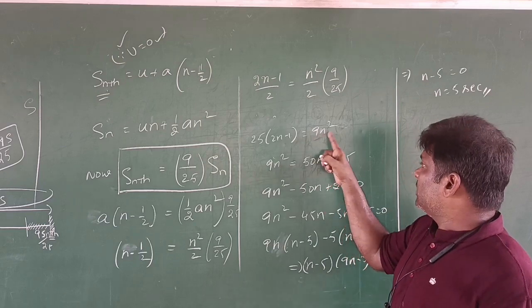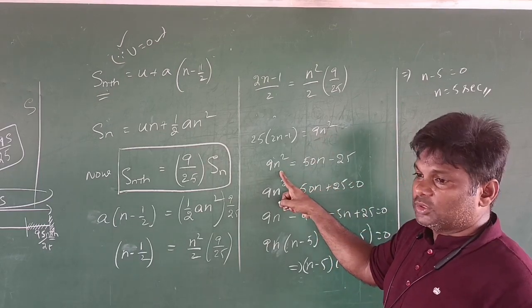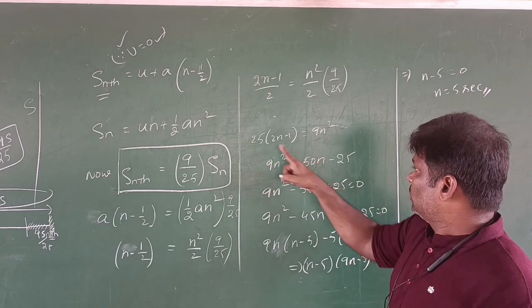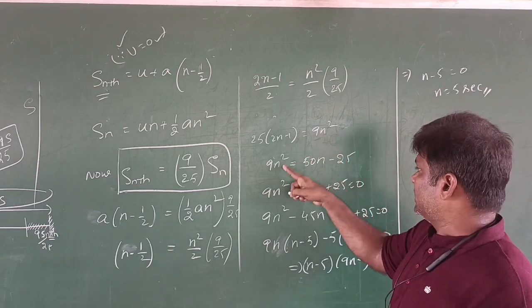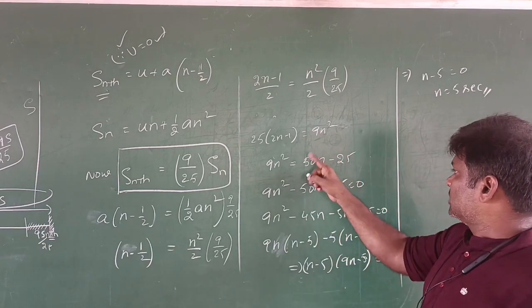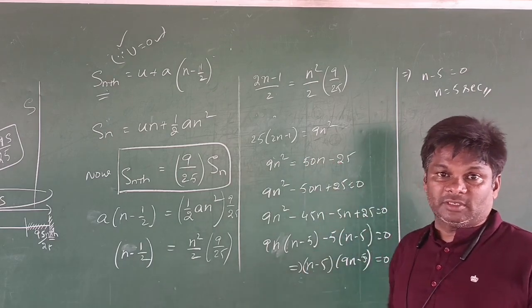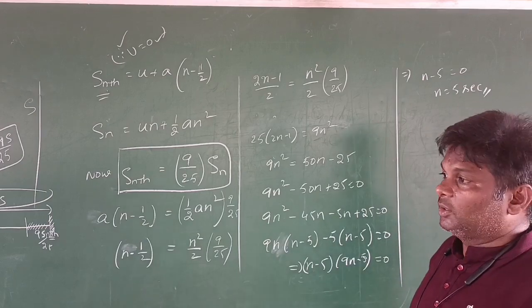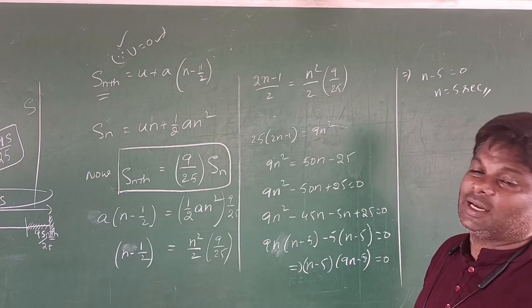9n square is on the left side. No problem with that, nothing will change, no need to change the sign also. 25 into 2n is 50n, 25 into minus 1 is minus 25, equal to 9n square. That's what I wrote here. Observe this one. It seems to be like a quadratic equation. So we have two methods to find the value of n. If you are able to find the value of n, that is your answer.